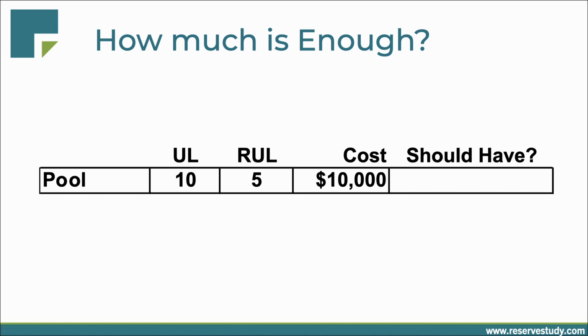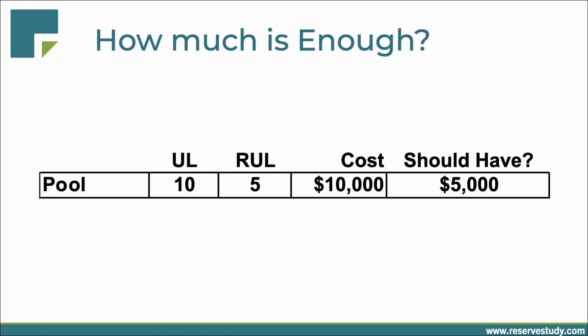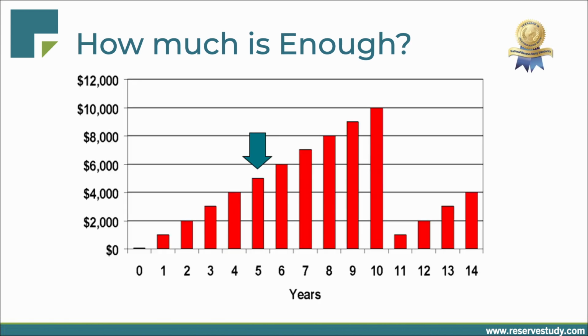What do you think would be a good reserve balance for this component? Okay, again, you probably guessed correctly. With a life halfway used up, you ideally should have half the funds set aside. $5,000 is a good amount for the association to have set aside for the pool resurfacing now that it's halfway used up. So I'm going to do this in a little different way now.